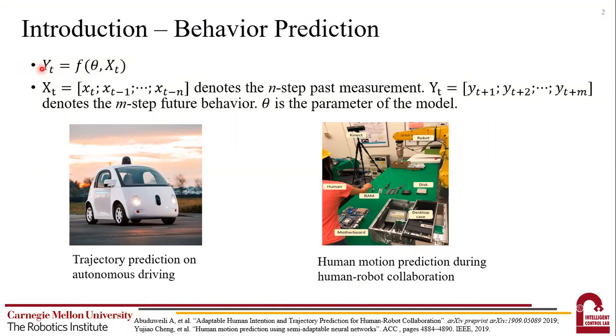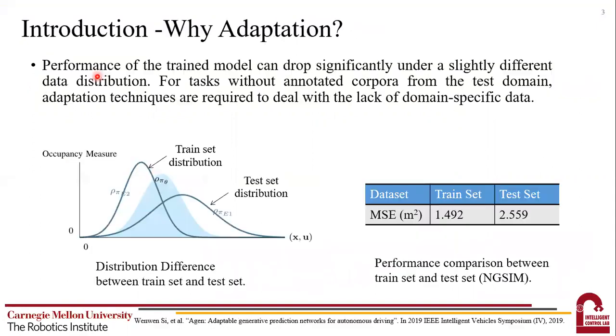The transition model for behavior prediction is y = f(x; θ), where the input vector x denotes the stack of n-step current and past measurements. The output vector y denotes the stack of m-step future behavior. θ denotes the parameter of the model.